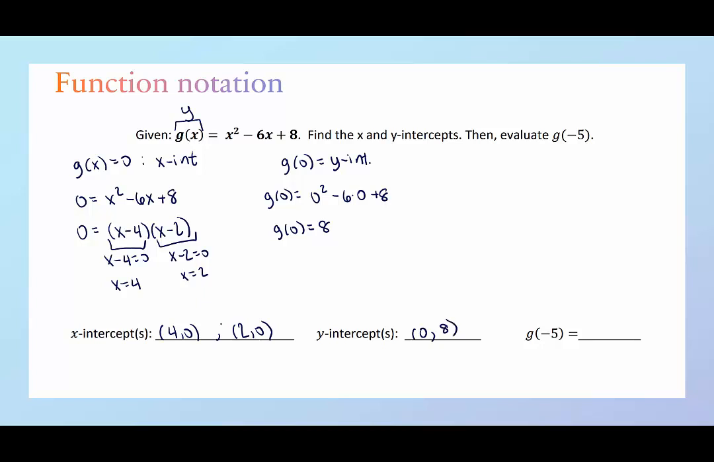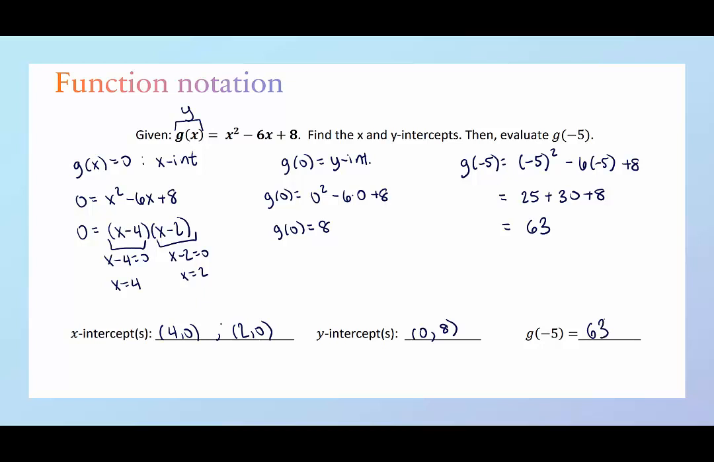Lastly, it wants us to evaluate g of -5. This means we're going to go into that function g, and anywhere we see an x, we're replacing it with -5. So g of -5. I do want to put this in parentheses because if you are using a calculator, you want to make sure it squares the entire value and not just the 5. Then -6 times -5 plus 8. We get -5 squared is +25. Negative times negative is positive, and 6 times 5 is 30. And then plus 8, everything's positive here. We get 55 plus 8 is 63. So when I plugged in -5, my output is 63. G of -5 equals 63.